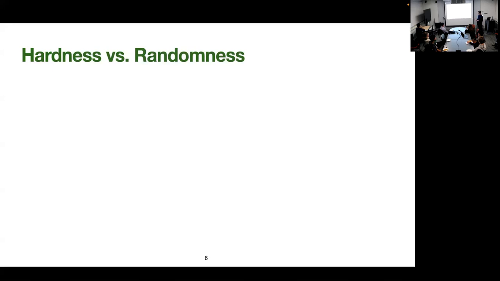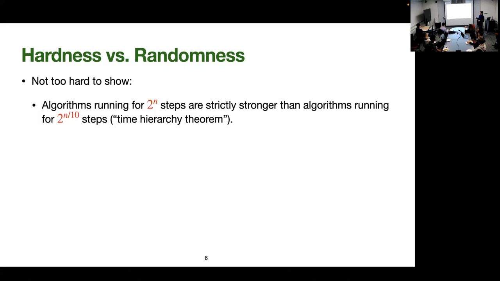Hopefully addressing some of them on the slide after this. But to quickly pull back, how could we hope to solve this problem? Is this even a reasonable thing to hope to solve? Well, to do a slight detour, it's not too hard to show using something called the time hierarchy theorem that algorithms which run for 2 to the n steps are strictly stronger than algorithms which run for 2 to the n over 10 steps. So as you increase the amount of time you allow your algorithm to run, the number of problems it can solve goes up by a non-zero amount.